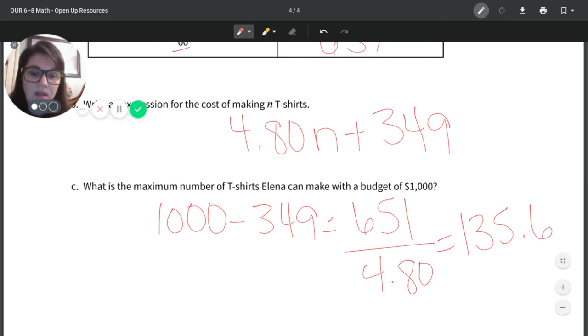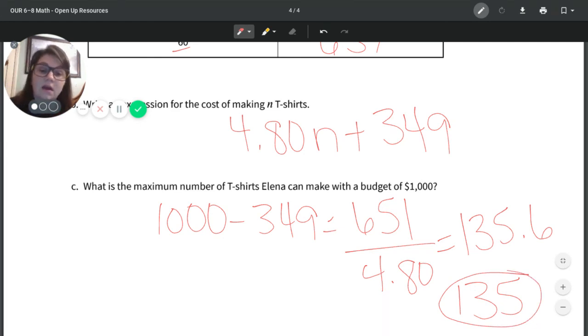And we'll see that we get 135.6. And she can't make 6/10 of a shirt, so we'll see that the maximum she can print or have printed is 135 t-shirts, because 136, if we round it up, that'll be too much. She won't have enough to do 136 shirts.